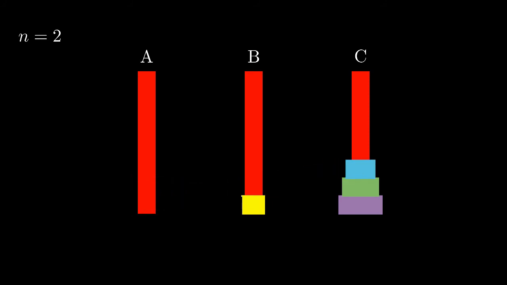We move yellow to B, green to C, blue to C, and then we end up with yellow as the only block left and a subproblem of n equals 1. We move yellow to C, and we're done with the problem, and we've solved Tower of Hanoi for 4 blocks.